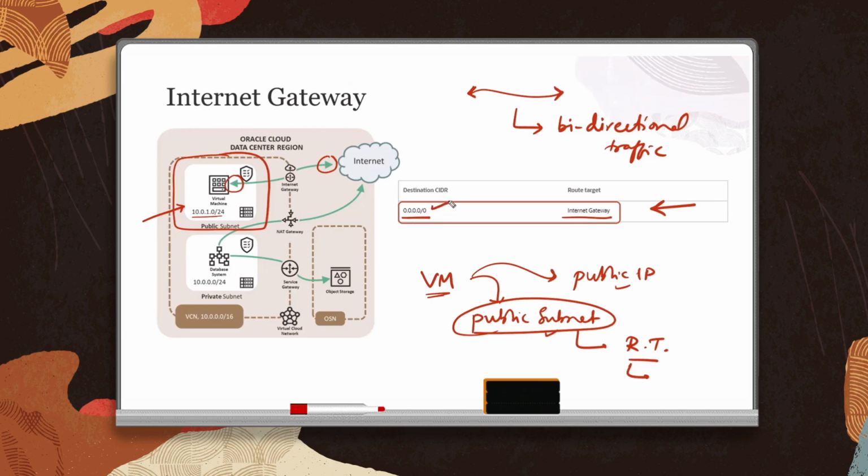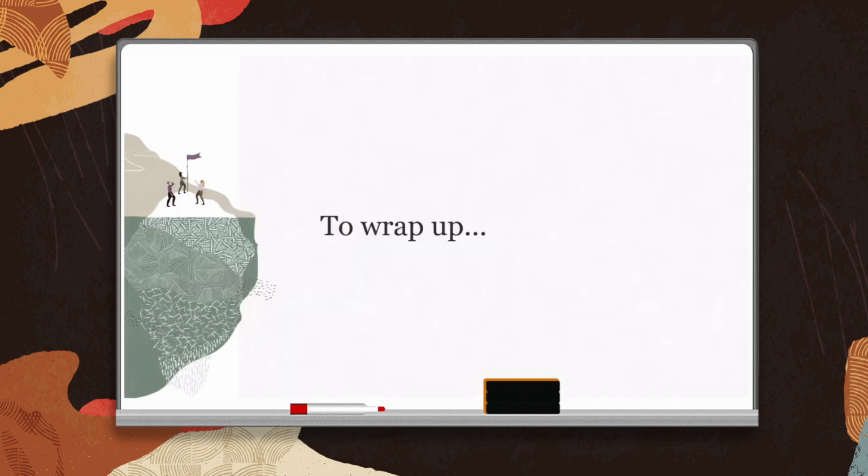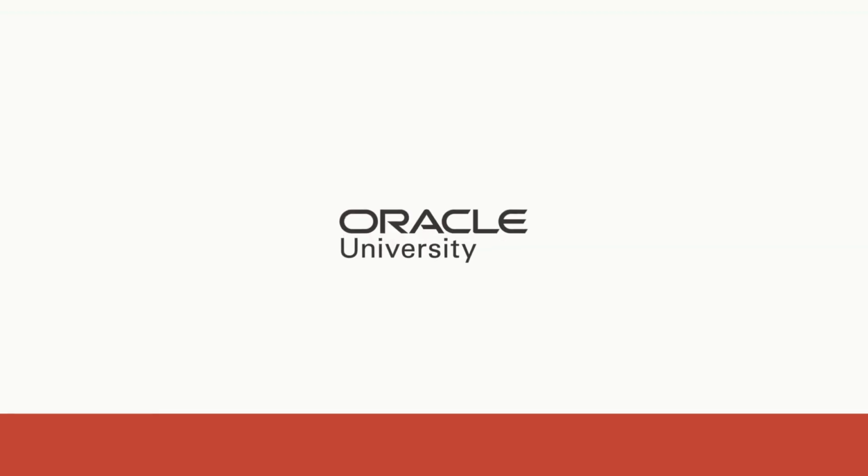Okay, so the destination is 0.0.0.0/0, the route target is internet gateway. So that is what I wanted to show you very quickly. And that marks the end of this lesson on Internet Gateway. Thanks for your time.